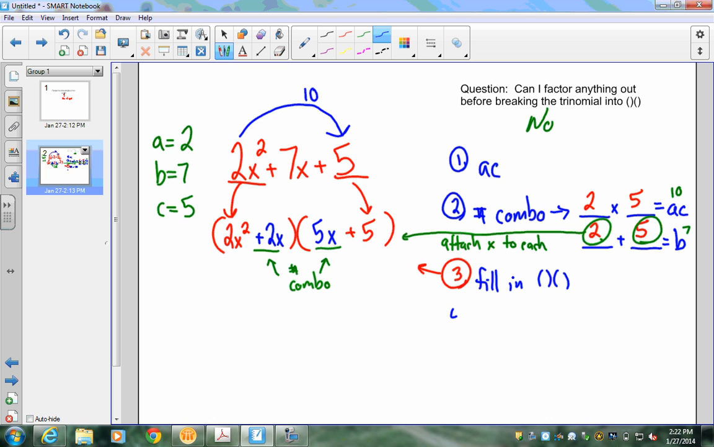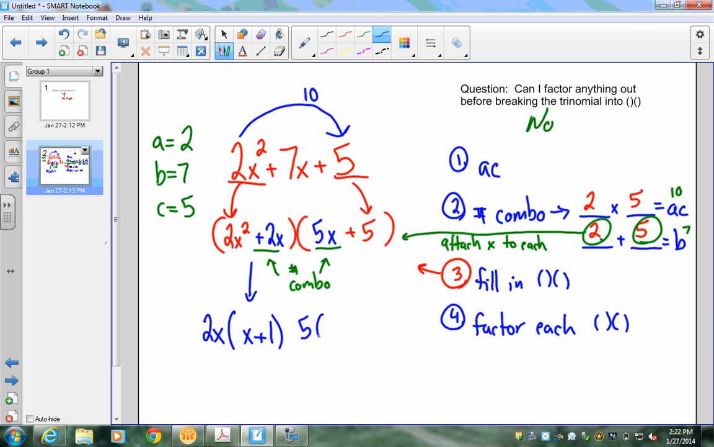Step 4 is going to be factor each parenthesis. So what that means is, taking this here, what can I factor out of 2x squared and 2x? Well, I can factor out 2x. So when I do that, I'm left with x plus 1. What can I factor out of this second parenthesis? Well, I can factor out a positive 5, which means I'm at x plus 1 again. Now notice here, my two parentheses have to match. They have to be the same. If they're not the same, you messed up.